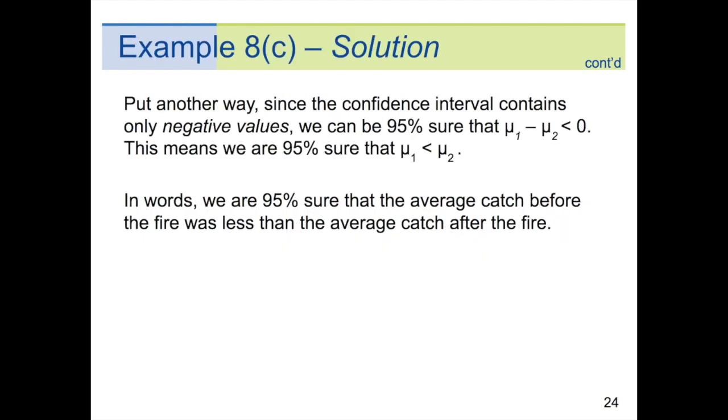Put another way, since the confidence interval contains only negative values, we can be 95% sure that mu sub 1 minus mu sub 2 is less than 0. This means that we are 95% sure that mu sub 1 is less than mu sub 2. In words, we are 95% sure that the average catch before the fire was less than the average catch after the fire. So the biologists were correct that the fishing is better since the fire happened.